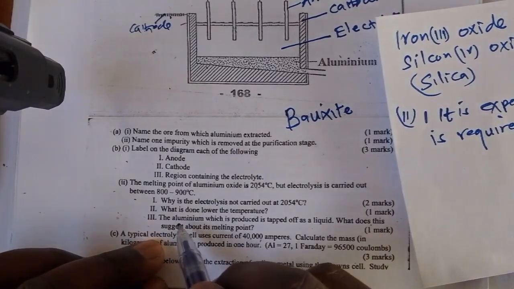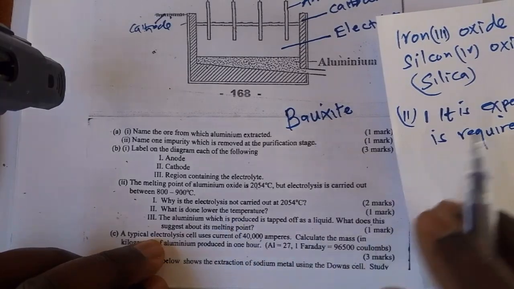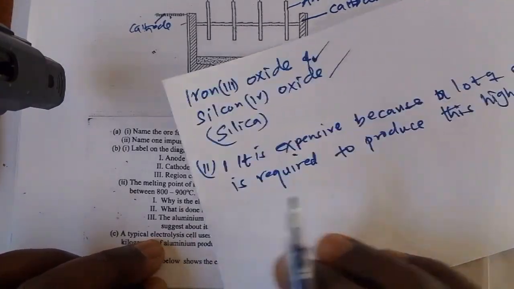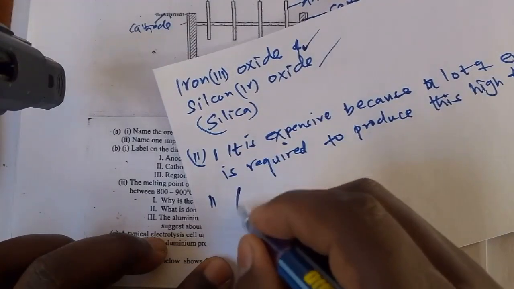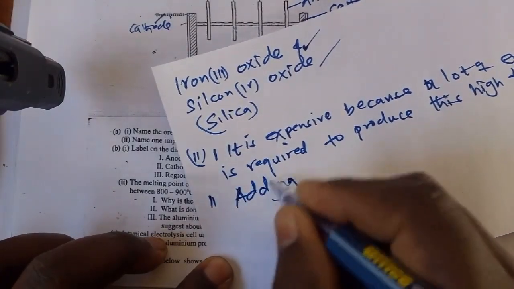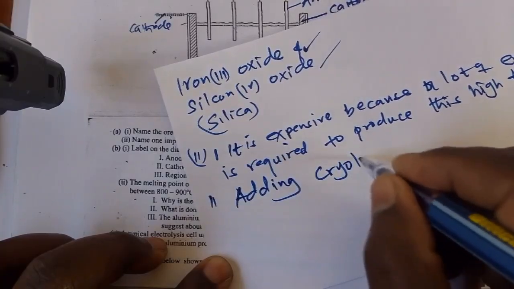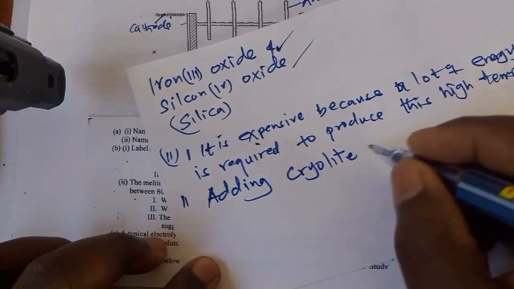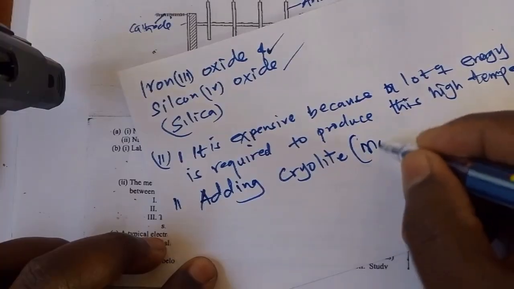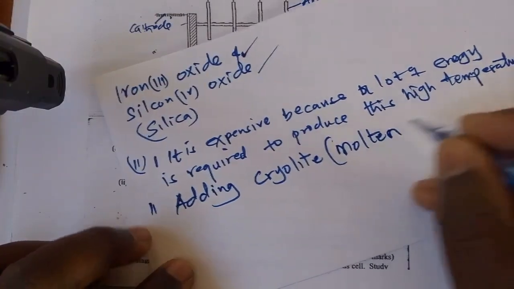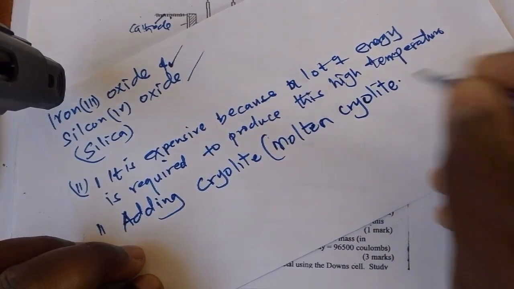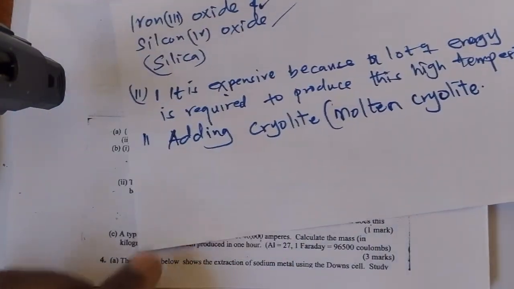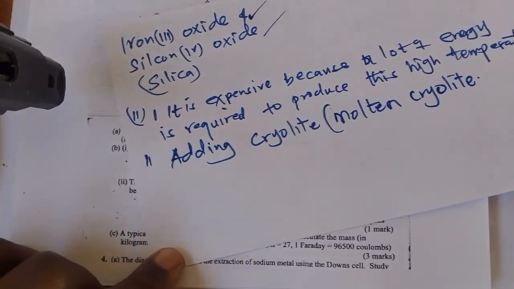What is done to lower the temperature? Remember adding something? Yes. So Roman 2, we add cryolite. By adding molten cryolite. You can simply write: by adding molten cryolite. It is important. These are the things we studied when we were going through the notes in metals.